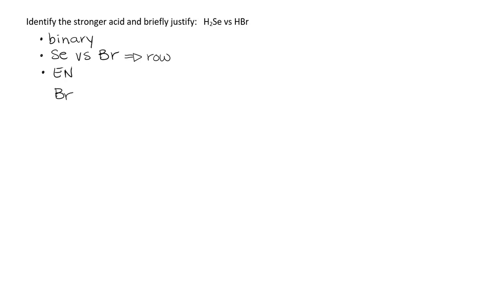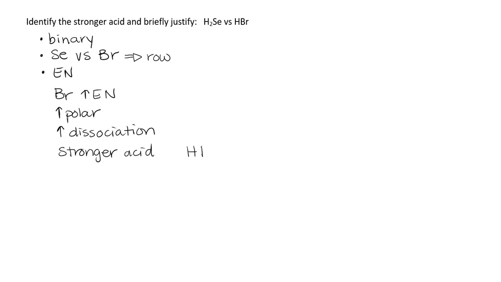So bromine has the higher electronegativity compared to selenium, which means it will create a more polar bond with the hydrogen, and a more polar bond means it's easier for the H+ to dissociate. So there's increased dissociation. And increased dissociation means that we have a stronger acid. So in this example, hydrobromic acid is the stronger acid compared to hydroselenic acid.